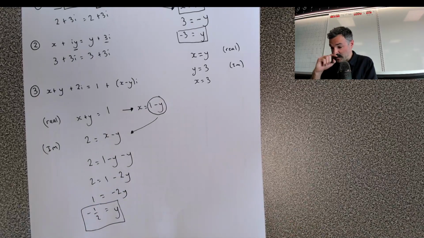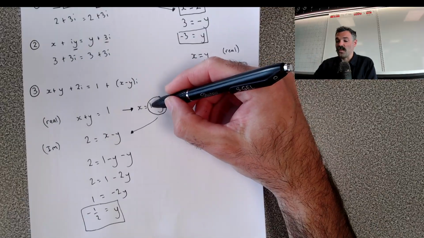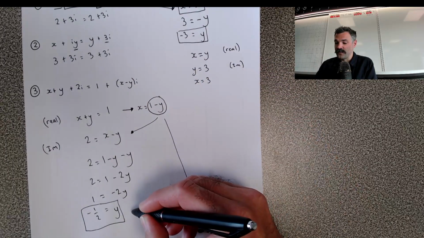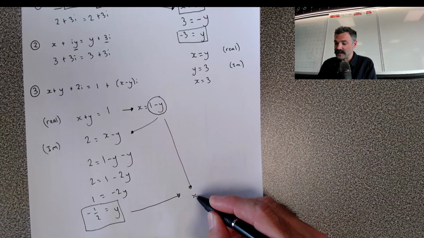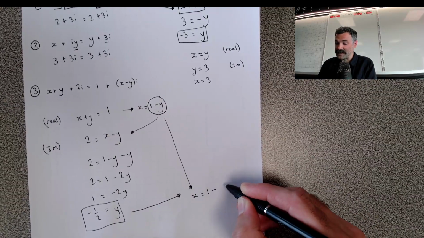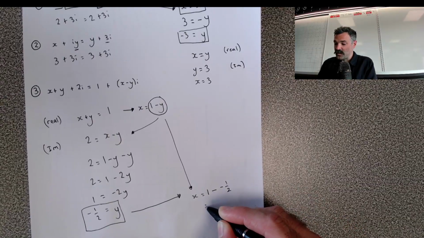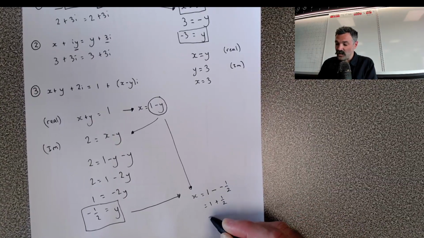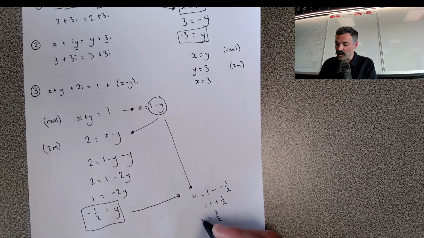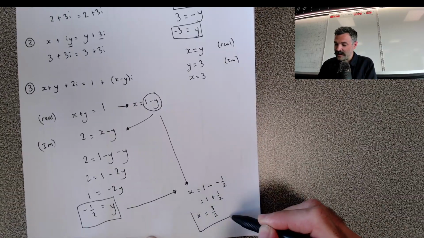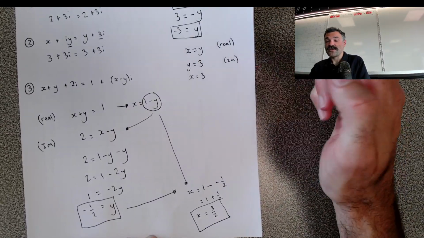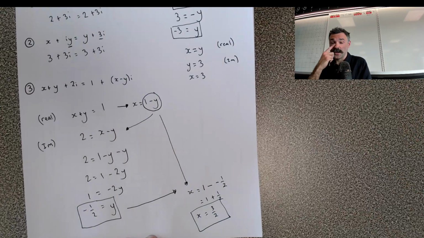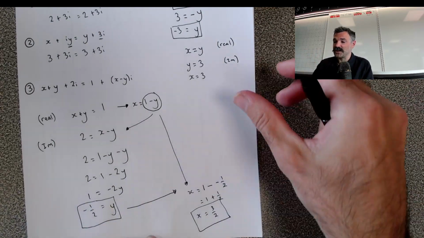I can then use my first equation, which was x is equal to 1 minus y, and put these two together to end up with x equaling 1 minus negative a half, which is 1 plus a half, which we're going to write as 3 over 2 or 1.5. And those are my x's and y's. All right, so this is a very, very important skill. When you see an equal sign with a complex number, don't start rearranging things. You make the real equal the real, the imaginary equal the imaginary.